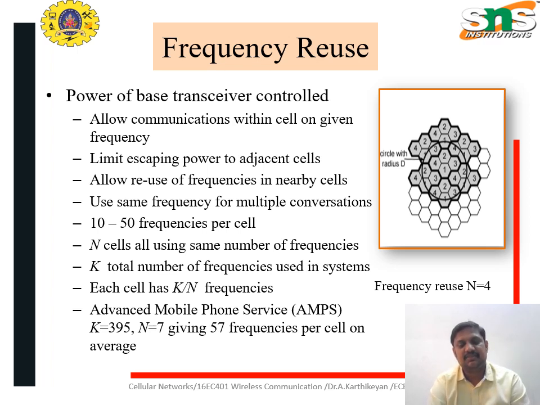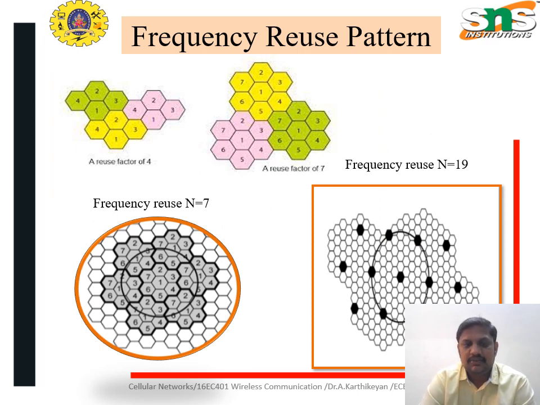Here N is the number of cells in a cluster, and capital K is the number of frequencies used in the system. Each cell has K by N frequencies. For example, the Advanced Mobile Phone Service, AMPS, has 395 channels, and N is 7, given by the frequency reuse in the coverage area. Here a frequency reuse factor of 4 is used, and the frequency reuse pattern has 7 levels, with capital N equal to 7.